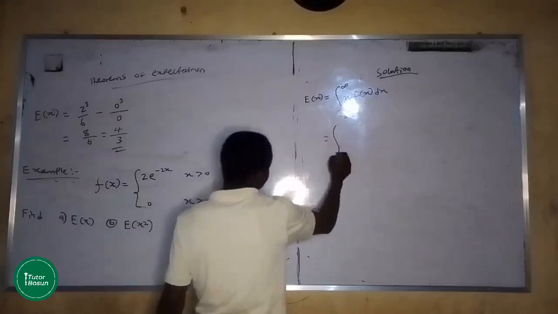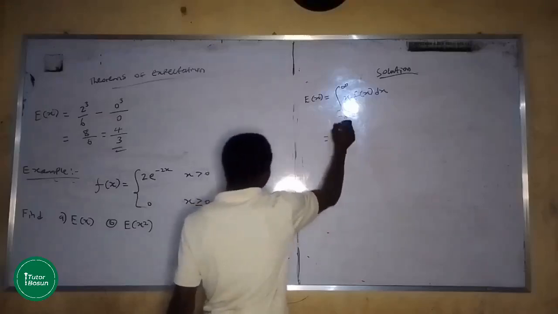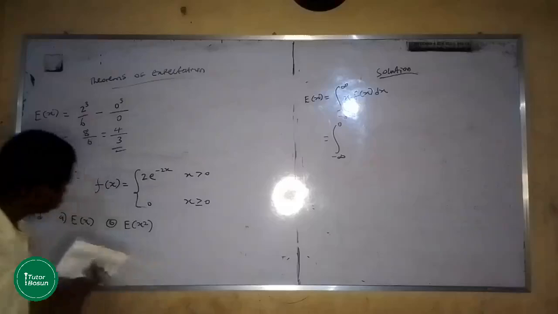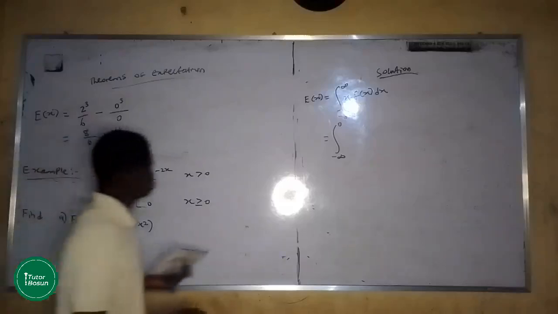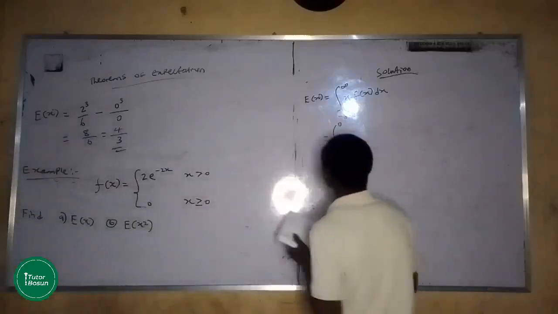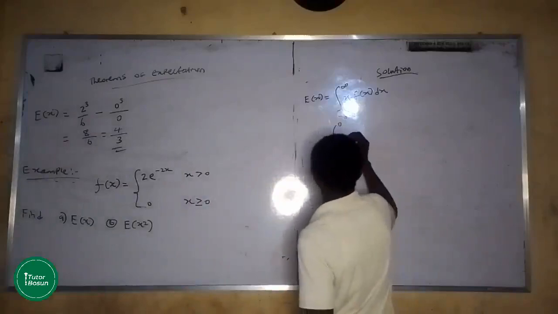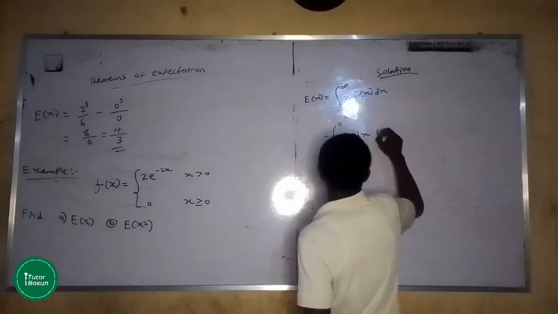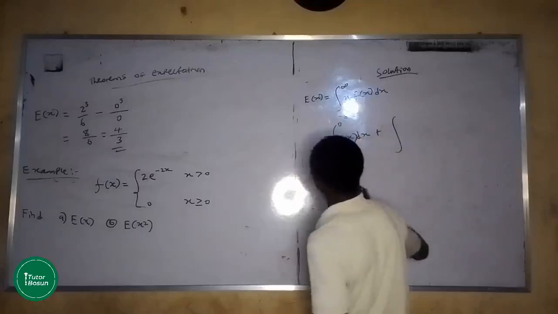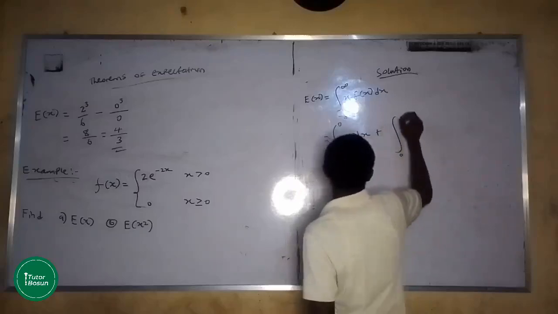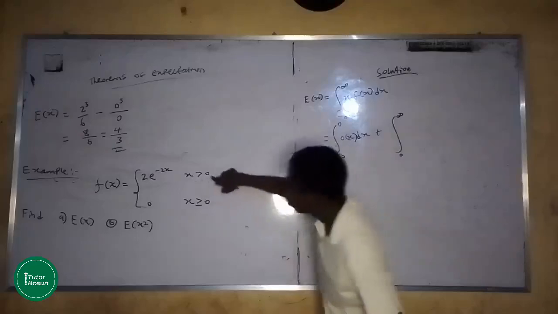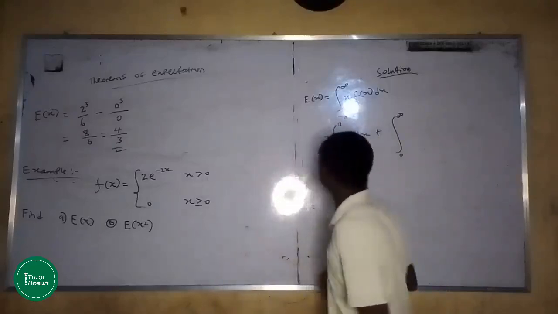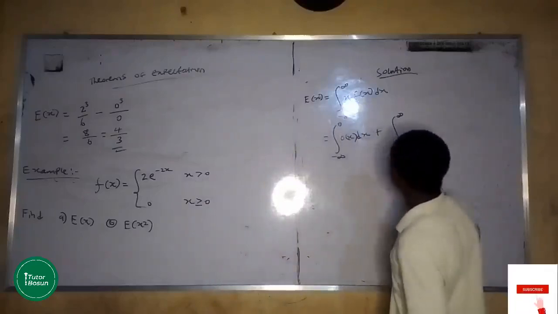Integral from minus infinity to 0 of 0 times x dx, plus the integral from 0 to infinity, because this one we don't know where it stops. We don't know if it is up to 100 or whatever, so we have it up to infinity.